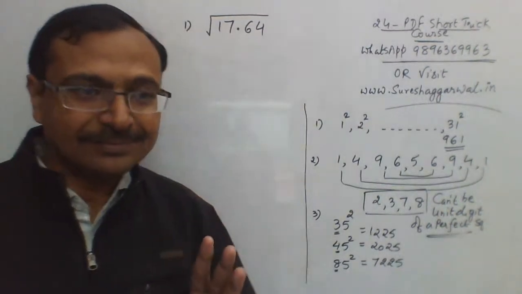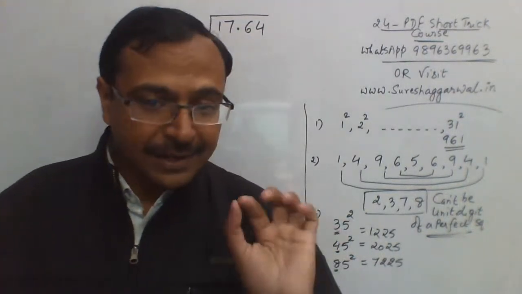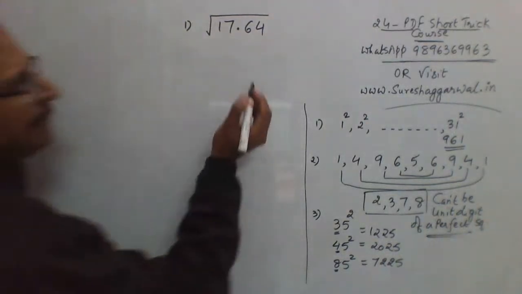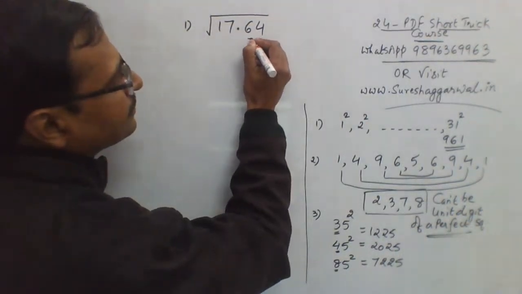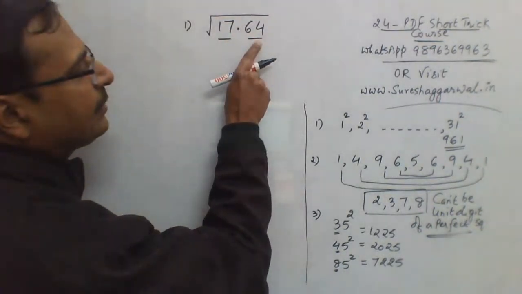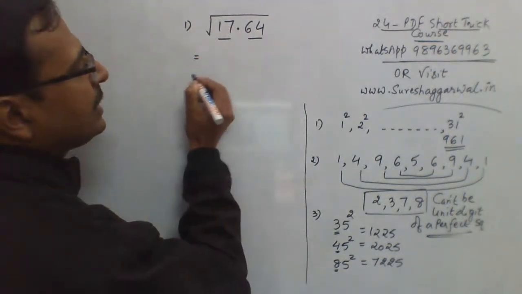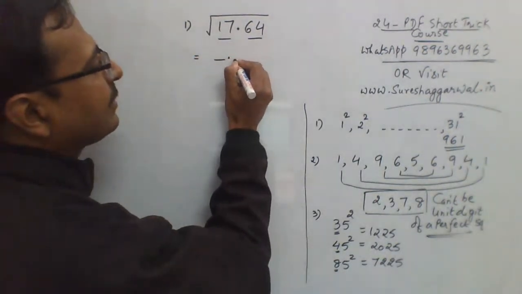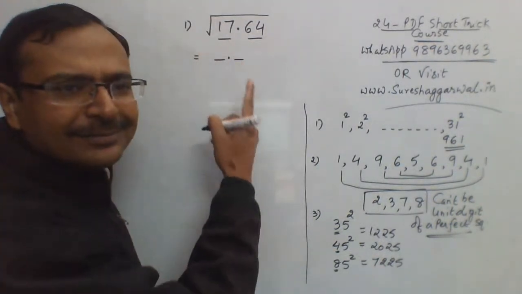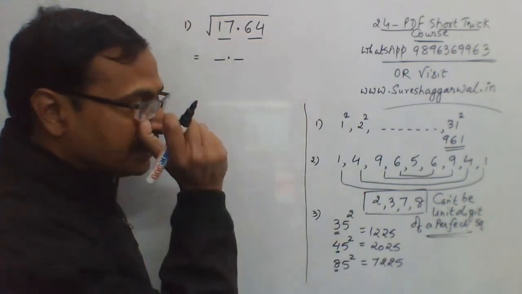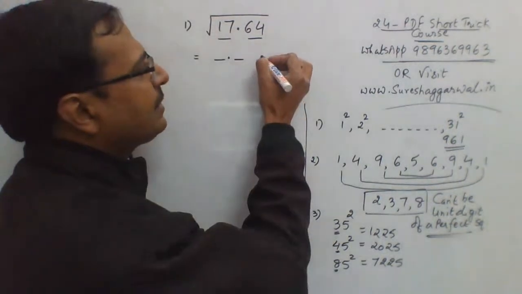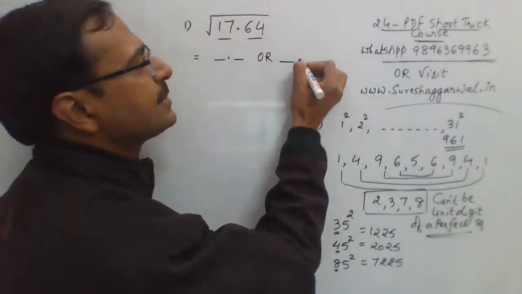Just watch. You will never ever commit an error here. Just watch. Make pairs like this. So we have one pair here, one pair here. So my answer is going to be something dot something. This is going to be my answer because I have one pair here and one pair here on either side of the decimal. So that's the first thing you should know. The second thing is that you will have two possible answers.